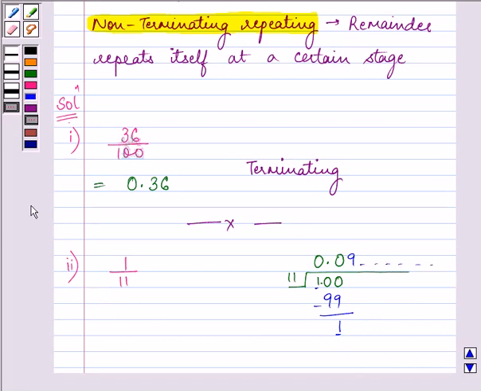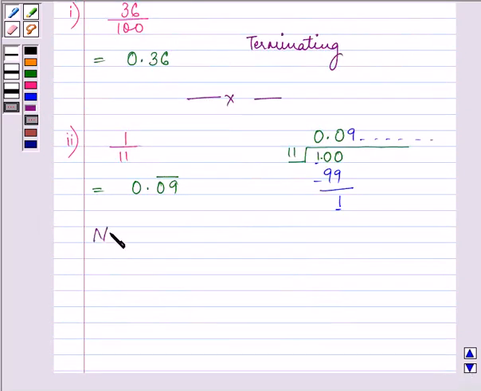So the answer to this part will be 0.09 bar. And since the remainder repeats itself after a certain stage, it is a non-terminating repeating decimal expansion. Right? So this completes the second part. Proceeding on to the next part.